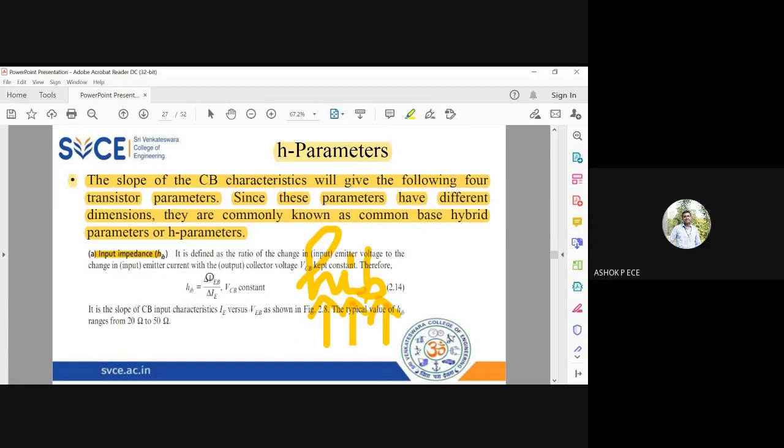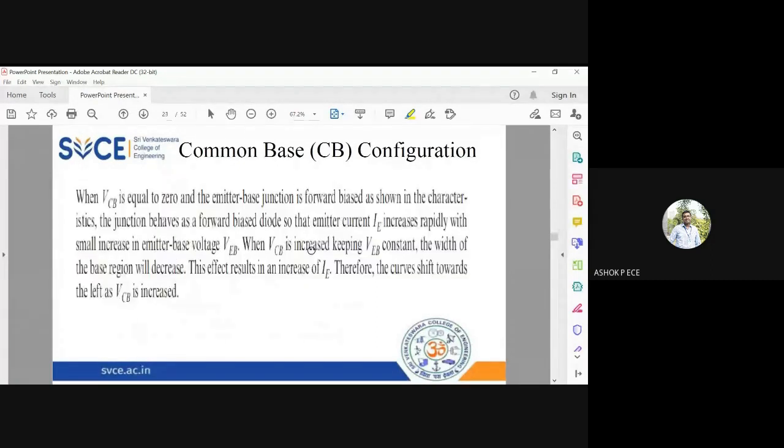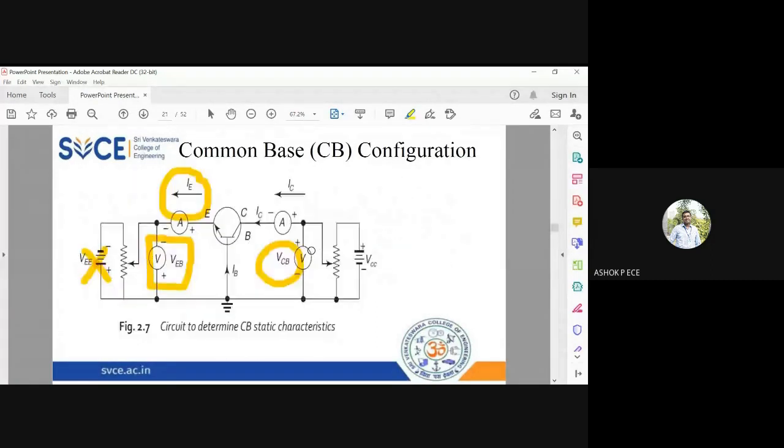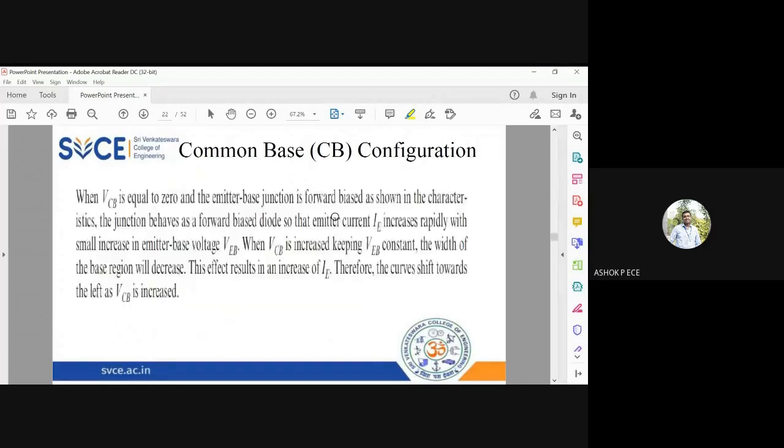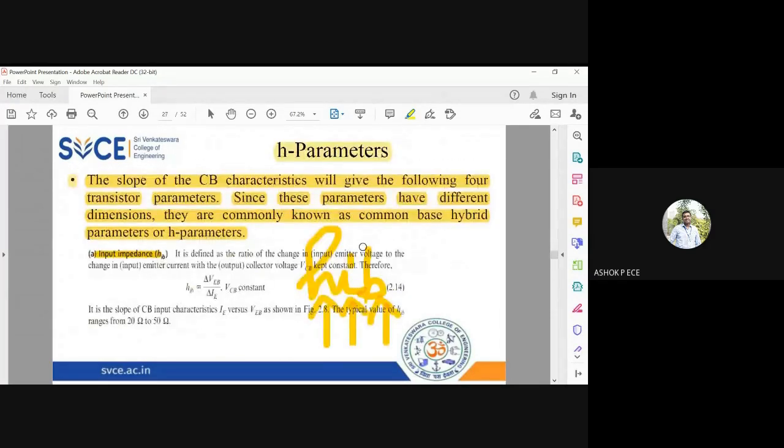So see here, delta VEB by delta IE at constant VCB. Look at the diagram: delta VEB is the change in voltage. So delta VEB by delta IE at constant VCB. You should not learn these by heart. If you draw the diagram correctly, from the diagram you can explain everything in all the different modes of your transistor. Very, very simple. I can relate everything and give you shortcuts for remembering these things in a transistor.